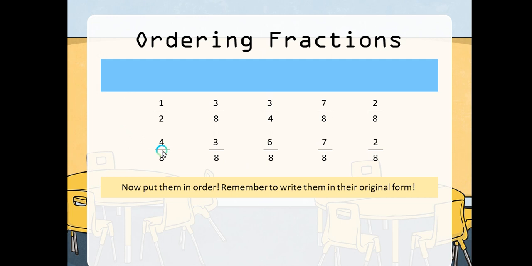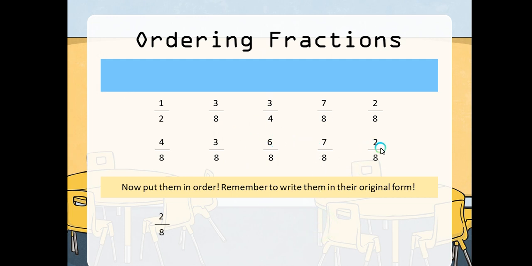So after our multiplication, don't forget we're going to multiply the up too. This is the bottom and this is the up. So 4 over 8, 3 over 8, 6 over 8, 7 over 8, and 2 over 8. Now we want to put them in order from the smallest to the largest. So which one is the smallest? It's 2 over 8.